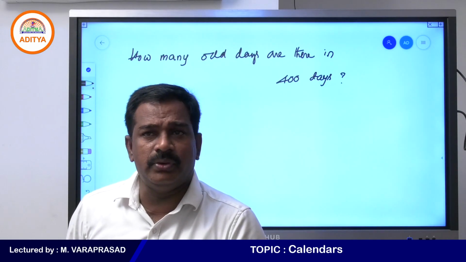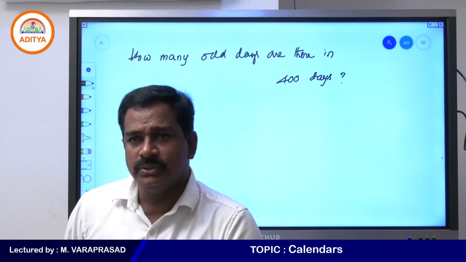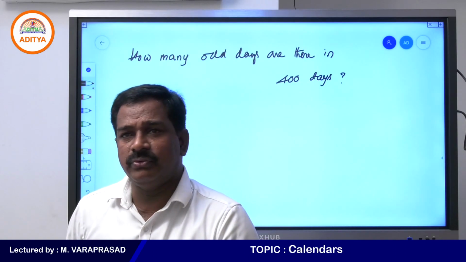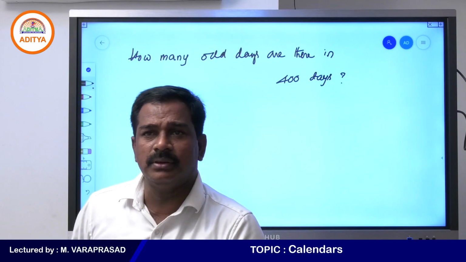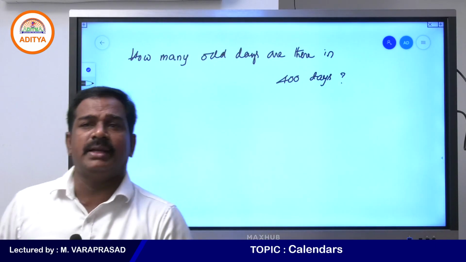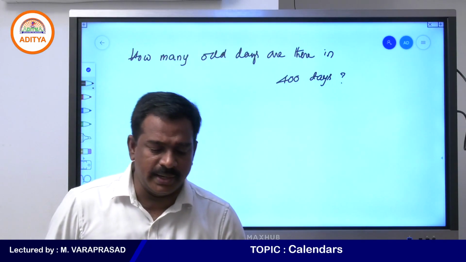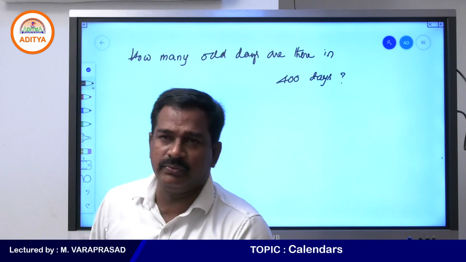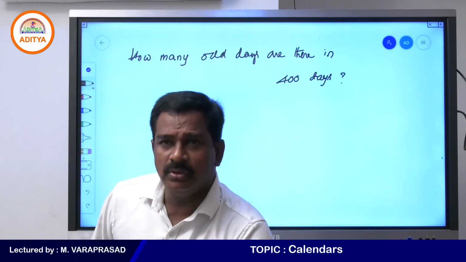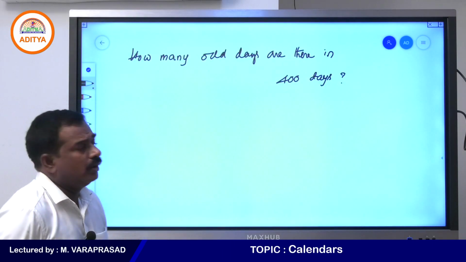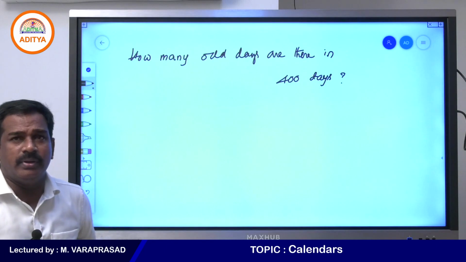1 week means we know as 7 days. So 14 weeks exactly, and the remaining days we can call odd days. Here I have given 400 days. How many odd days are there in 400 days?